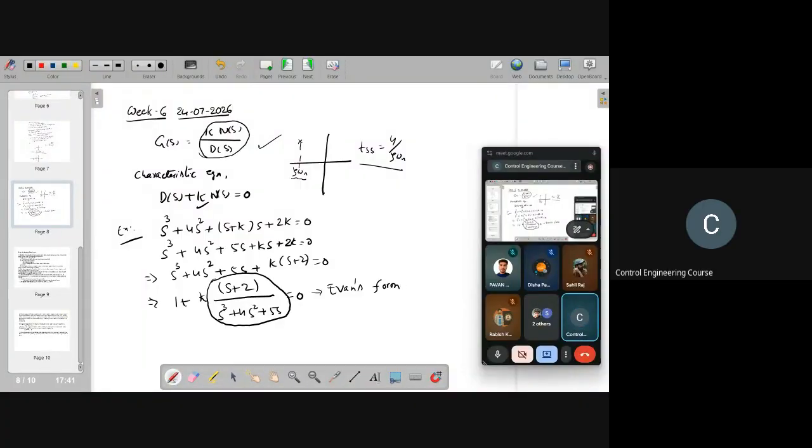Okay. Drawing the root locus follows certain rules. I'm currently not going through the theory behind those rules, but I will explain each rule and solve a couple of problems using those rules. Okay.